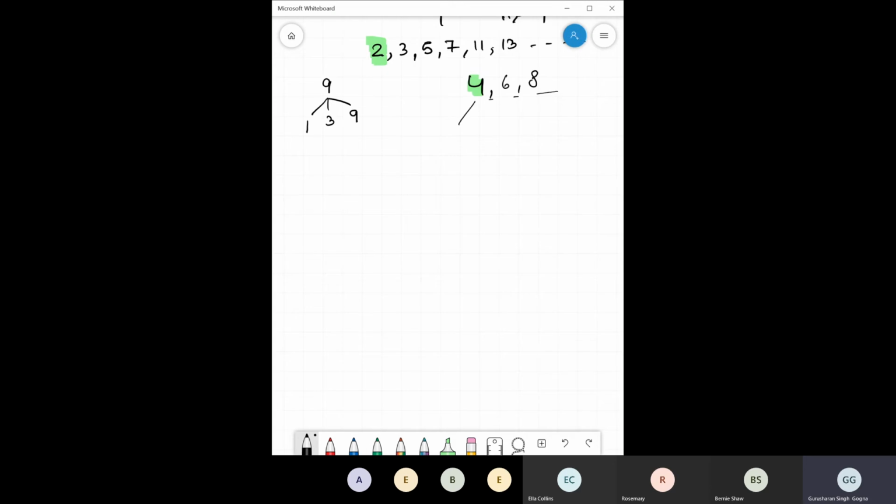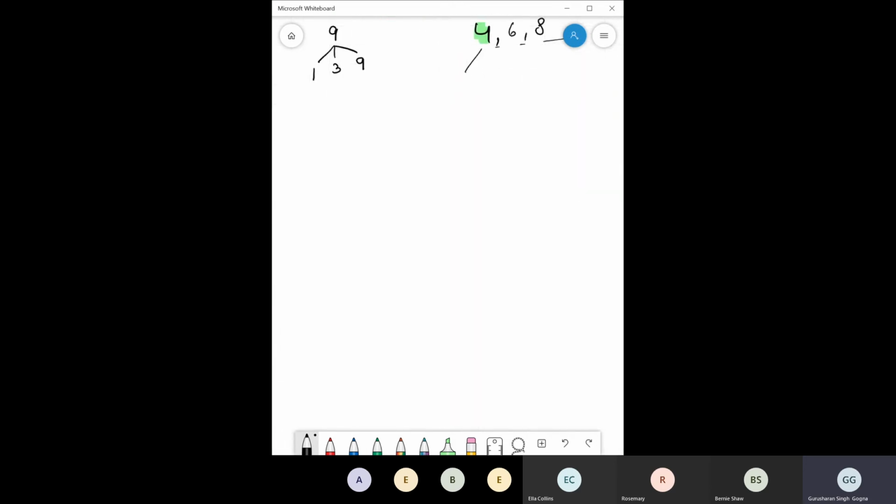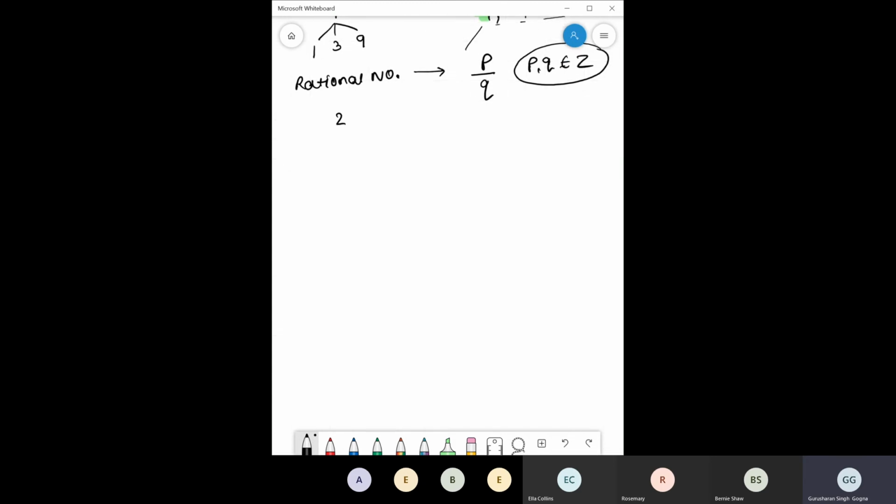Okay. Prime numbers, and the next type of number is rational numbers, which is very important. So what are rational numbers? Rational numbers are those numbers which can be expressed as a fraction, something like P over Q. But there's a catch here. P and Q both must be integers, which means the top number and the bottom number must be integers. For example, 2 over 3 is a rational number. 5 over 7 is a rational number.